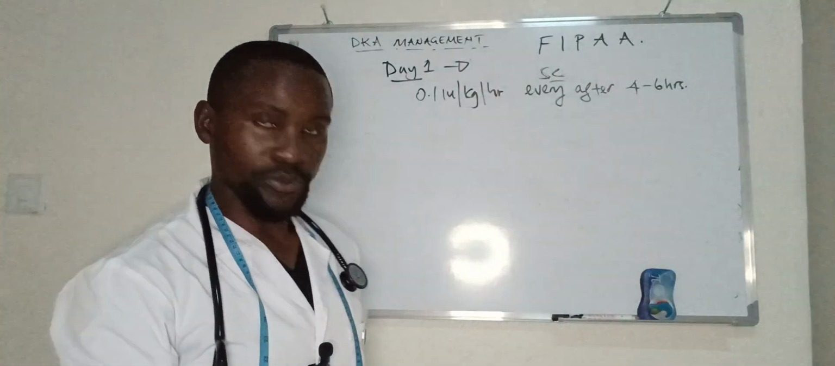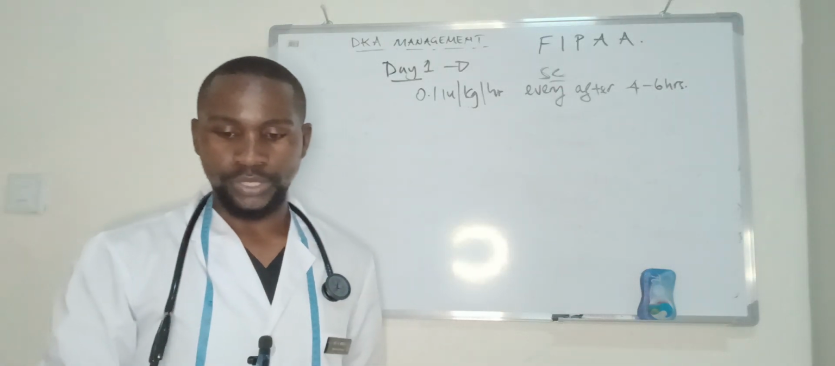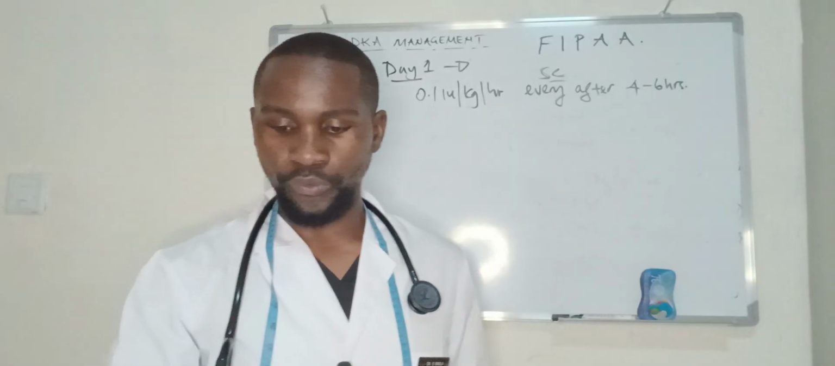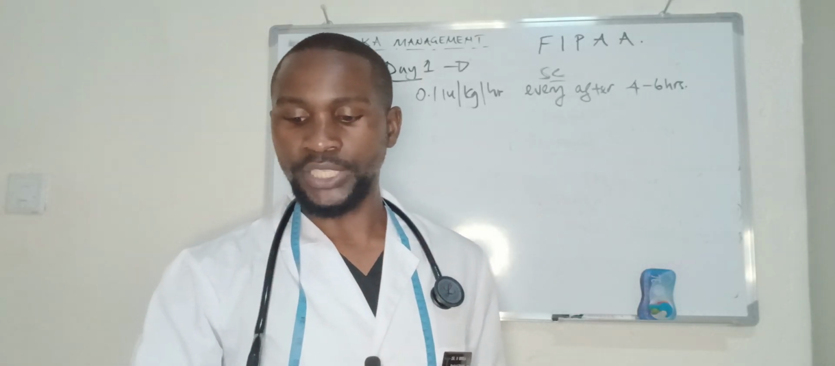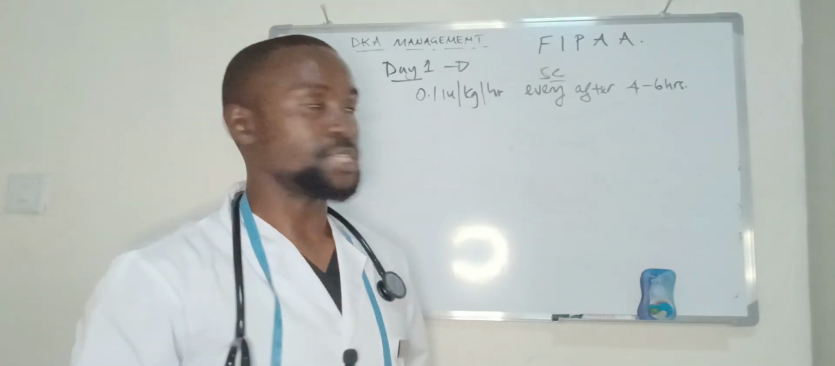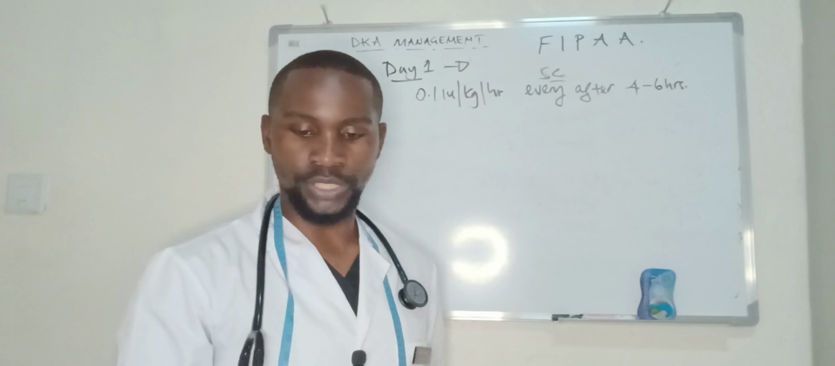Remember the previous one you were giving as an infusion, so you now start giving subcut insulin. You need to be monitoring the glucose hourly. If hourly monitoring of blood glucose cannot be provided, you need to begin at half of these doses.